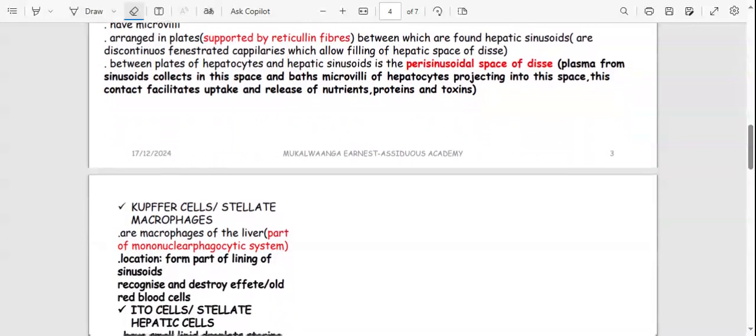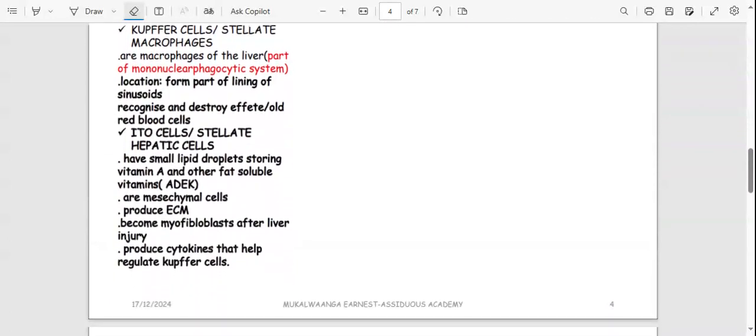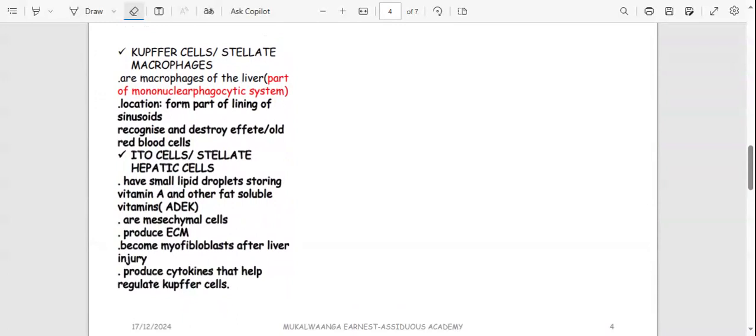So we go to the next thing, which are the Kupffer cells. The Kupffer cells are another type of cells that you find in the liver. These are macrophages, and they belong to what we call the mononuclear phagocytic system. That simply tells us that these cells come from monocytes. Monocytes are blood cells that are in the blood vessels. Once they leave the blood vessels, depending on where they go, they assume a different name.